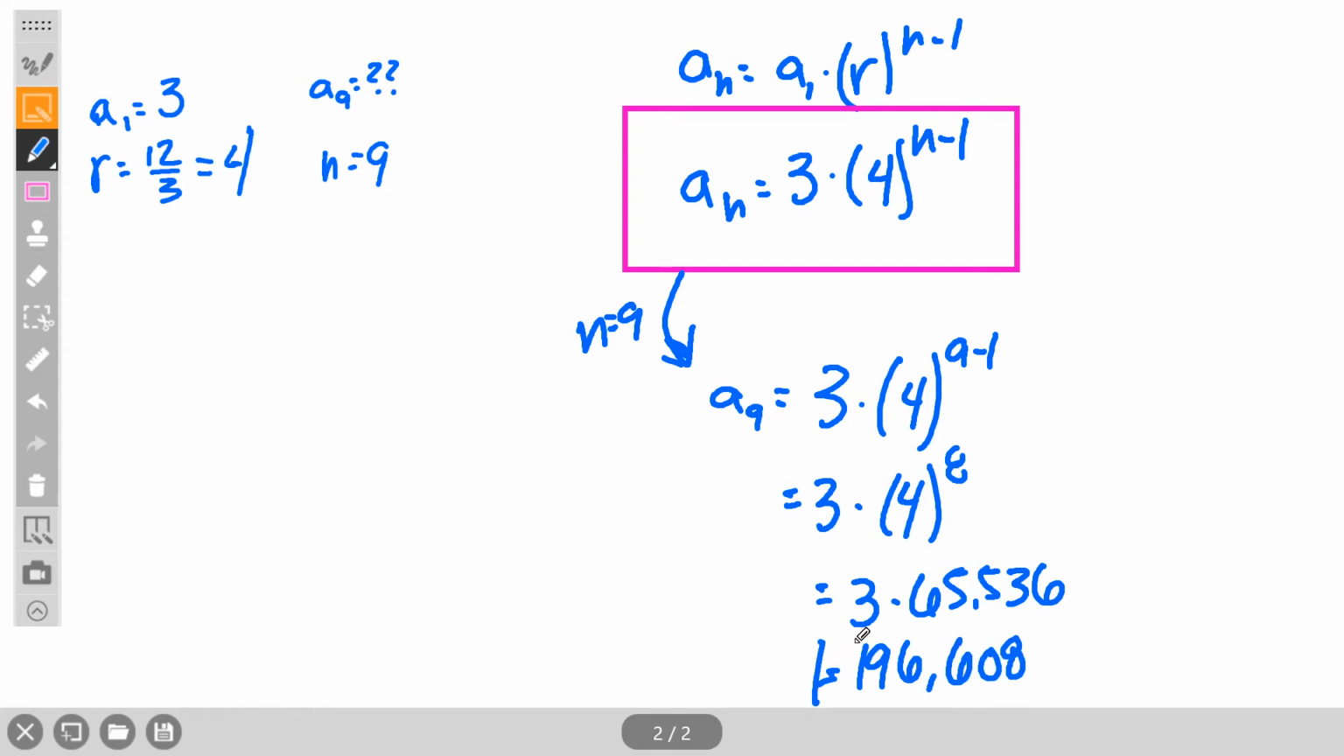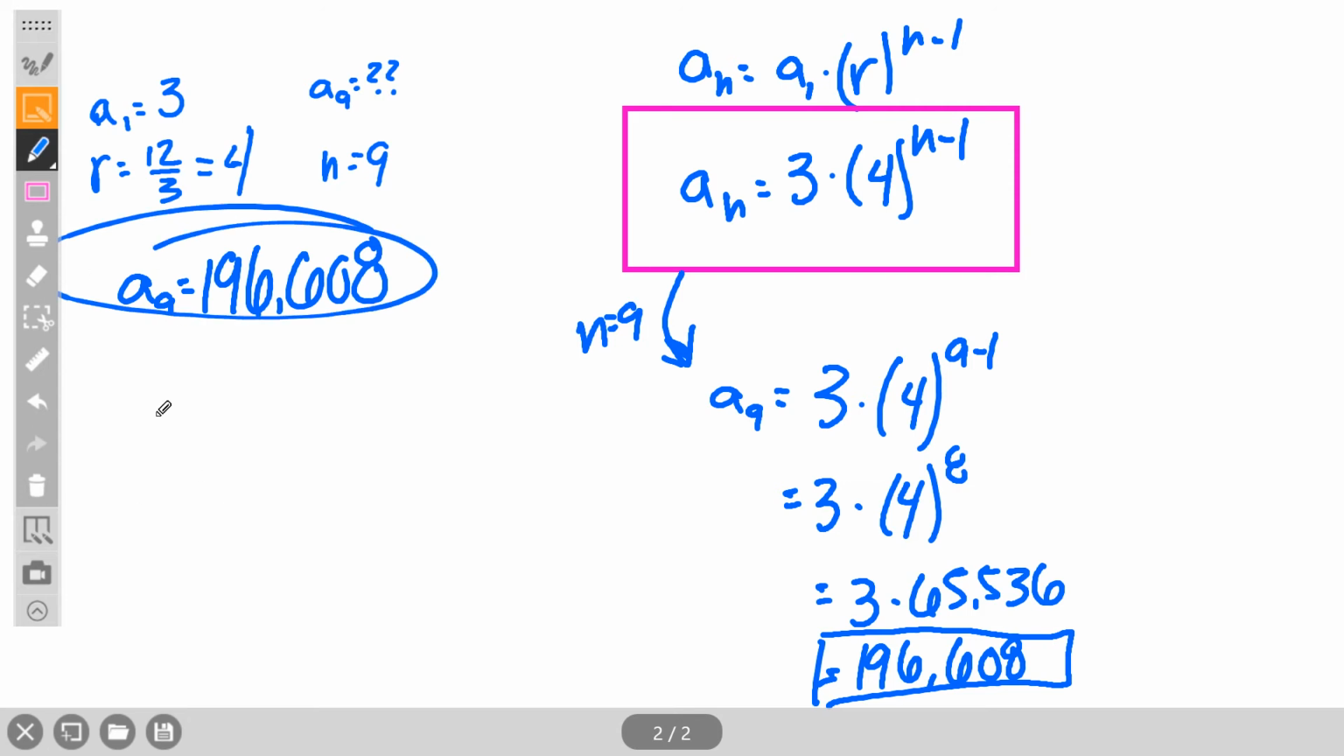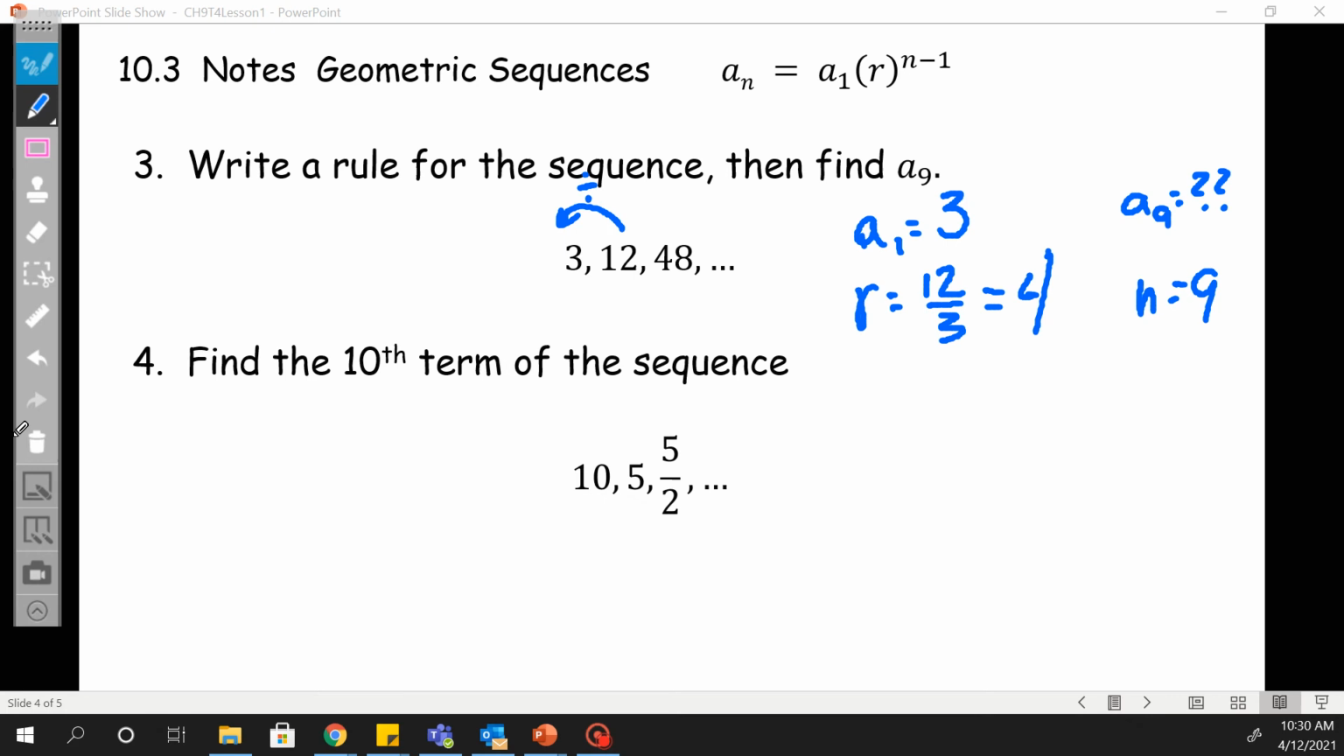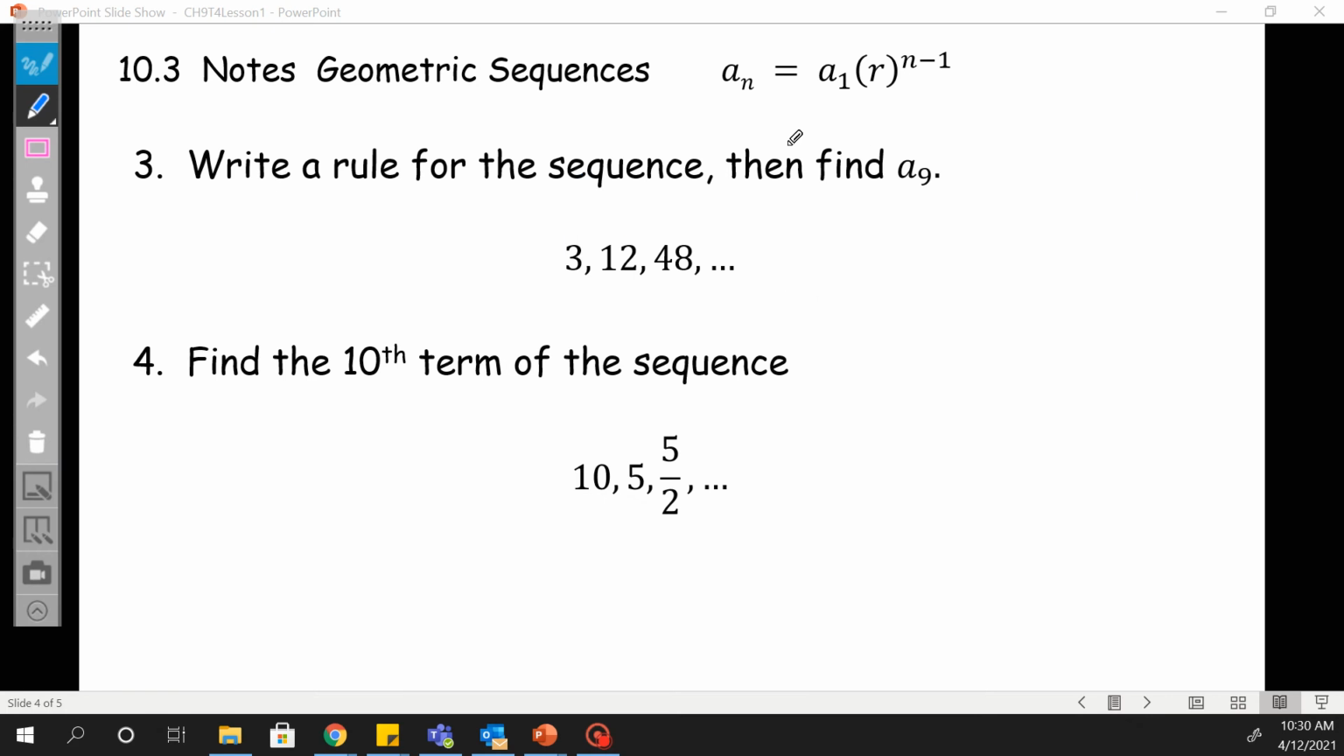Okay, so pretty big term here. Oh well, big number, but it is what it is. The 9th term is 196,608. Write a rule for the sequence. We had it. A9, we found that. And number 4, find the 10th term of the sequence.